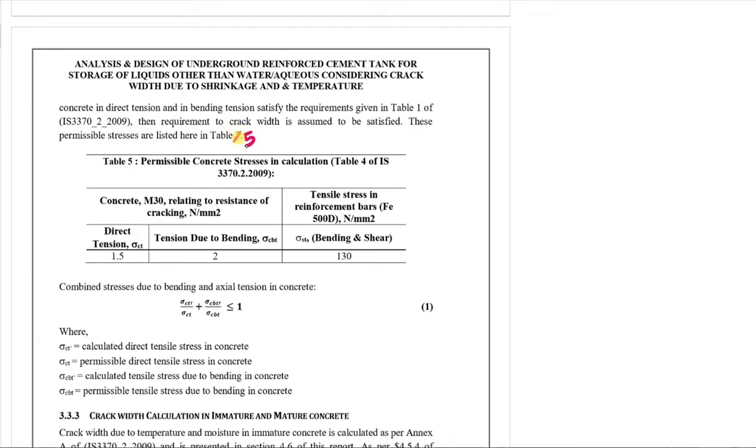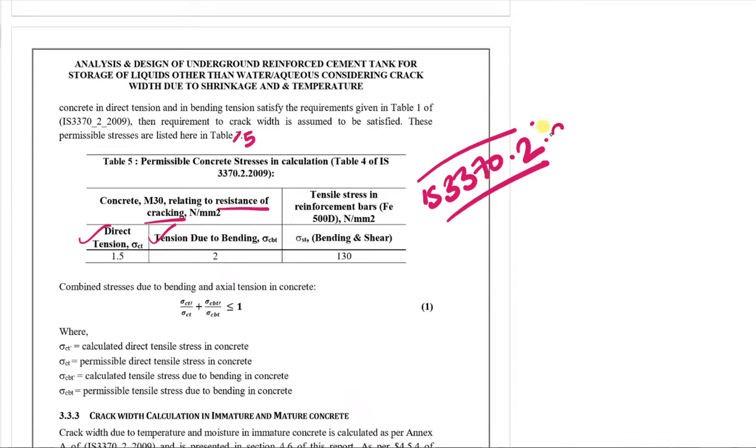And this is actually table 5. By mistake, it was written as table 7. So these are the permissible concrete stresses in calculation. This is direct tension. This is tension due to bending. Please notice this is resistance to cracking, right? This is the new thing that is given in IS 3370 Part 2 only. Please remember this. This is not given in IS 456. Other things are given in IS 456, but this is given only in IS 3370 Part 2.